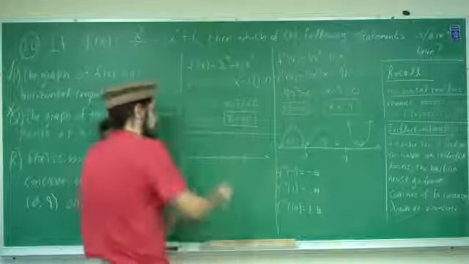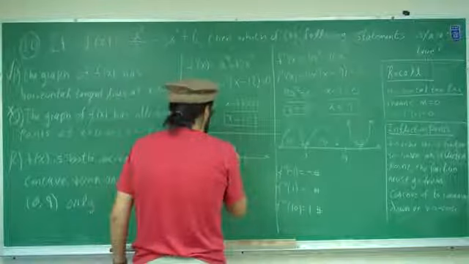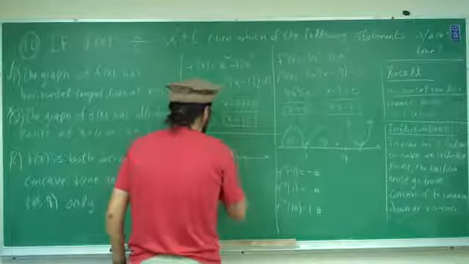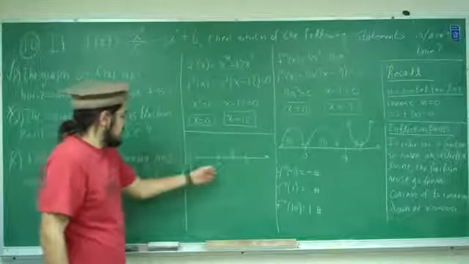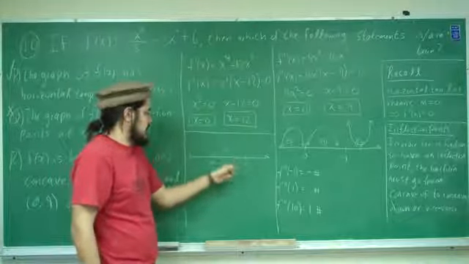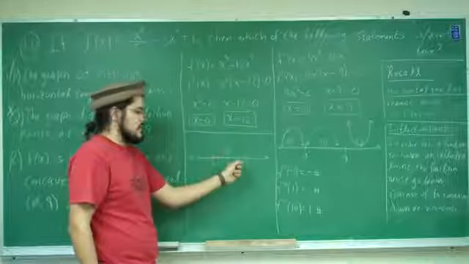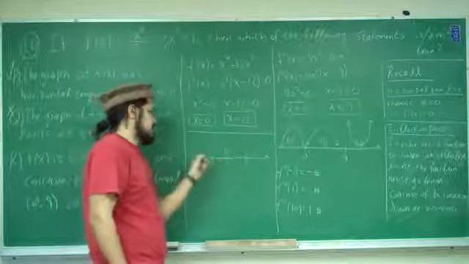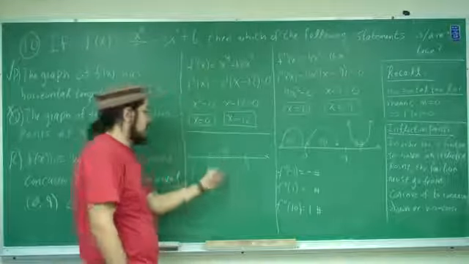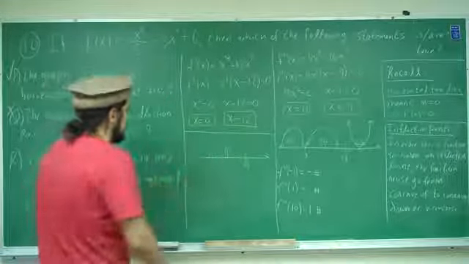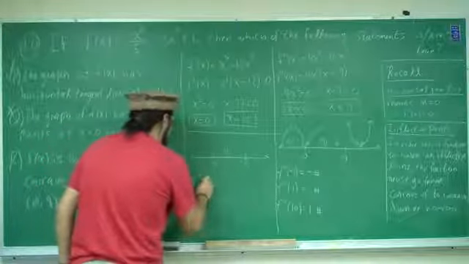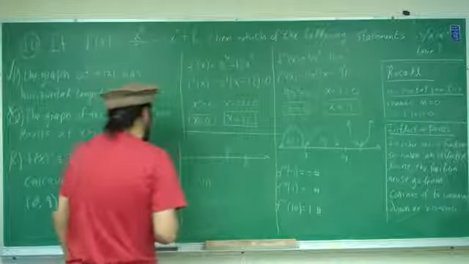From 0 to 12, I'll just pick a test point, let's say 1. Since 9 is already in that interval, if it's decreasing from 0 to 12, it's definitely decreasing from 0 to 9. So I want to check if it's decreasing. How do I check? I evaluate f prime at 1.